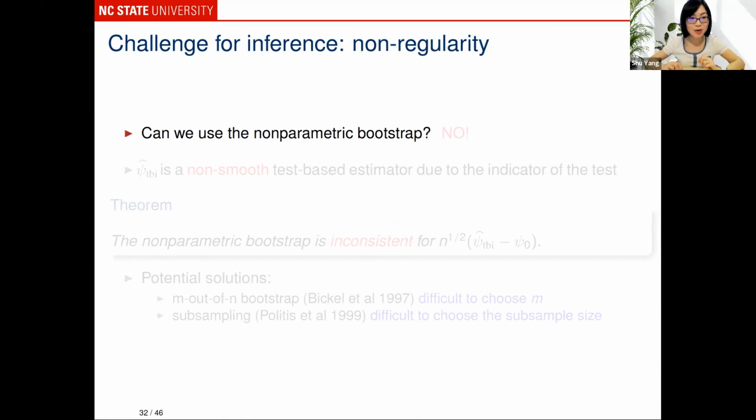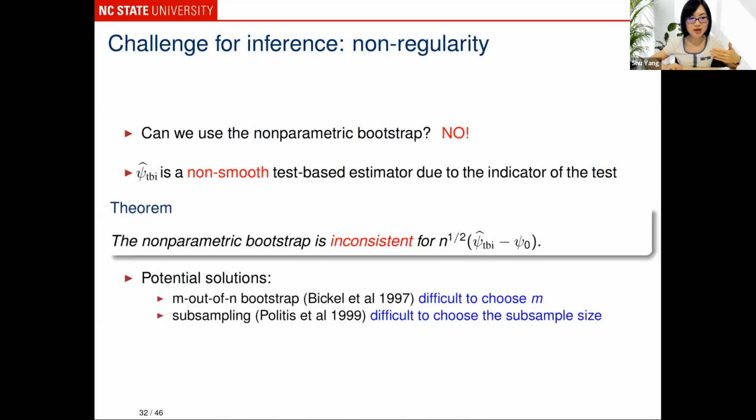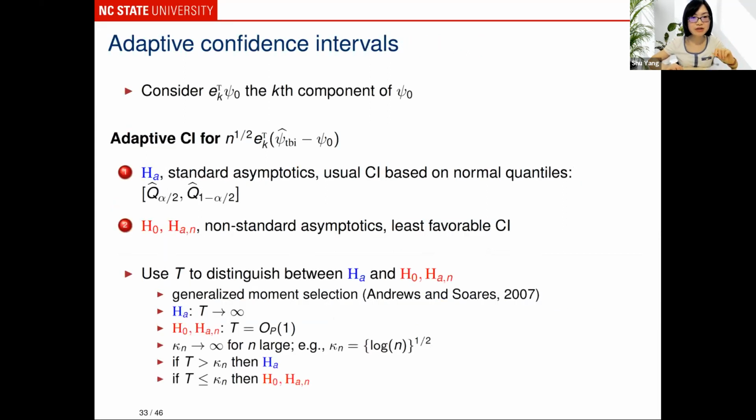So the last issue I will talk about is the inference, and it is difficult due to non-regularity of the TBI estimator. So the first question we may wonder, can we just use the non-parametric bootstrap? The answer is no. And this is because the TBI estimator is a non-smooth test-based estimator due to the indicator of the test. And we can formally show that the non-parametric bootstrap is inconsistent for the sampling distribution of the TBI estimator. And some possible solutions are the m out of n bootstrap or subsampling. But for those approaches, it is difficult to choose the right subsample size. So we propose an adaptive confidence interval.